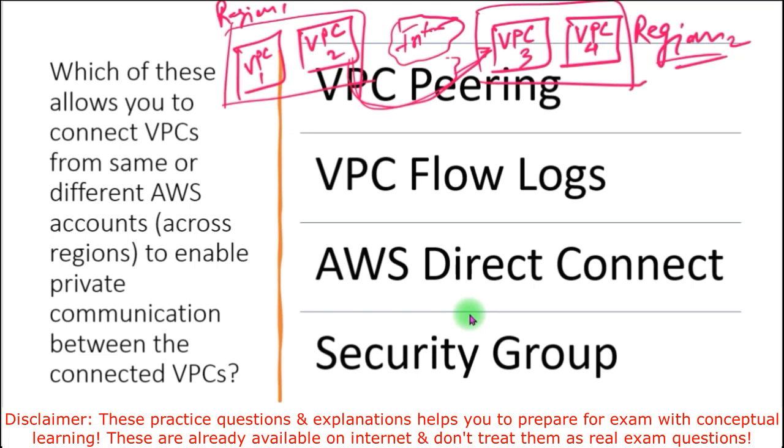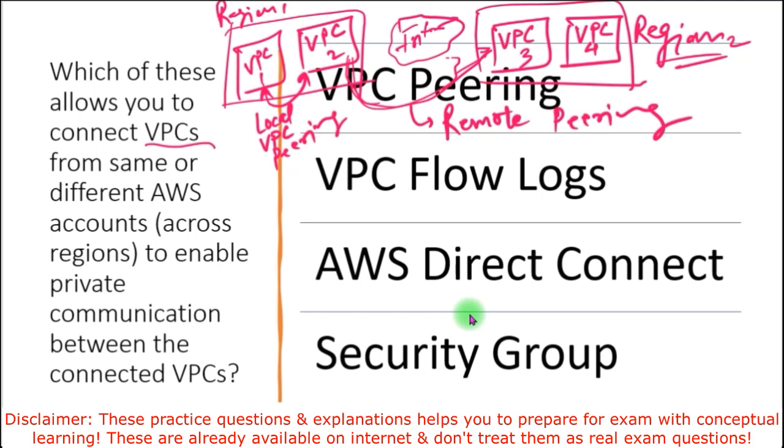So we have two types of peering when we connect these two VPCs. When we connect VPCs within a region, it's called local VPC peering. When we connect a VPC from one region to another region, like this connection, it's a remote peering. So in this question, they are asking about connecting VPCs from the same or different regions. It can be the same region, or it can be across regions. This service is known as the VPC peering service. So our answer for this question will be this one, the correct answer.